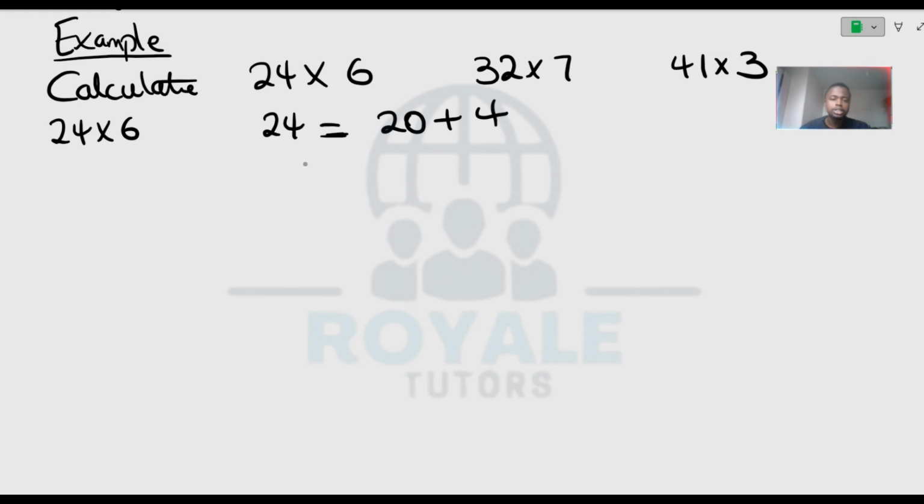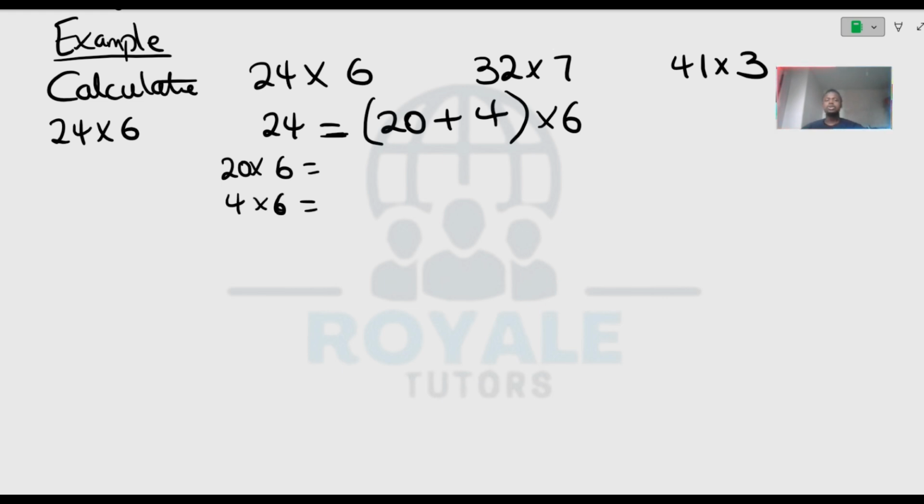So for this, split your 24 to 20 plus 4. Usually the tens number plus the unit number, since we are dealing with 2 digits. If it was 45, you split it to 40 plus 5. If it was 56, you split it to 50 plus 6. If it is 73, you split it to 70 plus 3. So it's usually a tens number plus the unit number, and you multiply each by 6. So you do 20 times 6, and then you do 4 times 6.